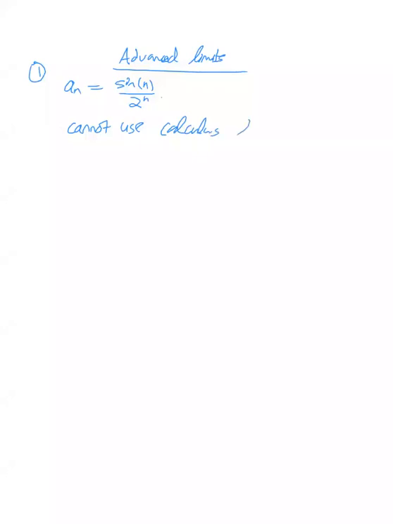Okay, I'm just going to cover some more advanced types of limits that we might see. And the first one that I want to cover is a_n equals, let's say, sine of n divided by 2 to the n. And for this one, you actually cannot use calculus limits exactly, at least not the way you think.